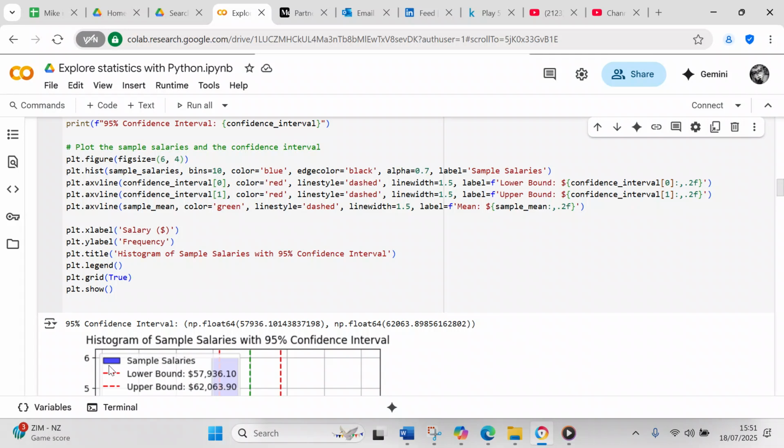And then now what we're going to do is label the axes. The label of the x-axis is salary in dollars. The label of the y-axis is frequency. The title is histogram of sample salaries with 95% confidence interval. We're going to get a legend, we're going to plot a grid, and we're going to show it.